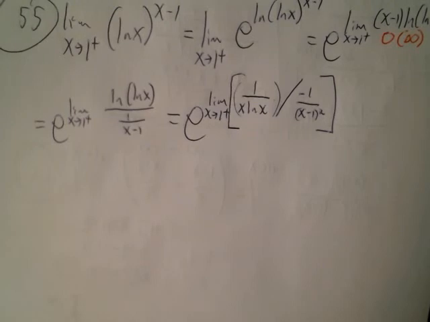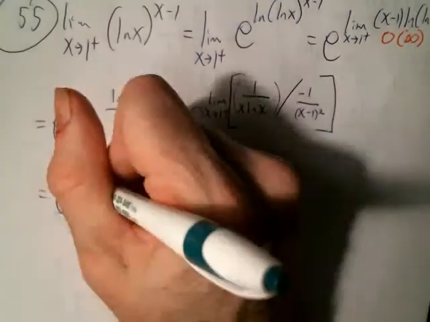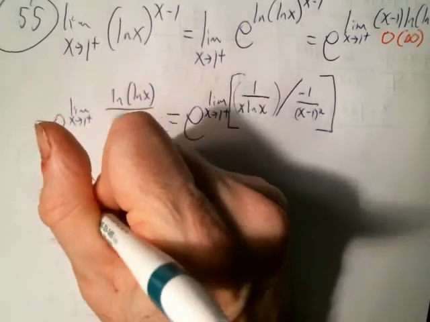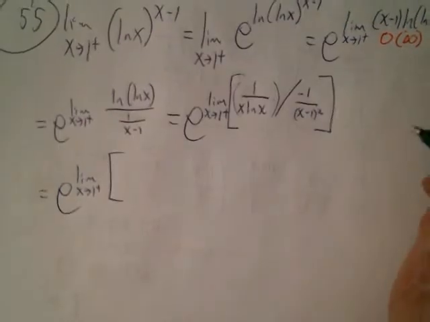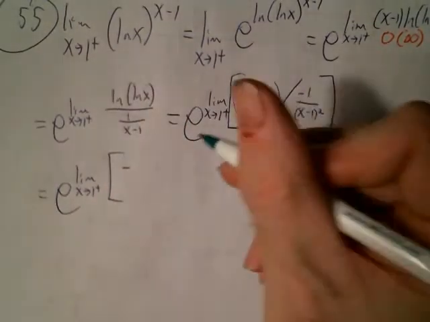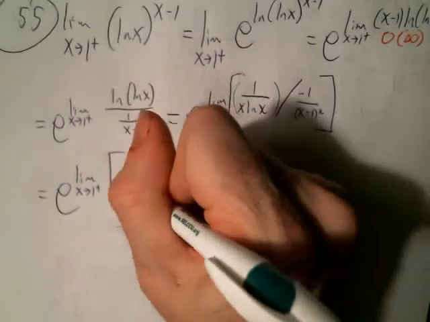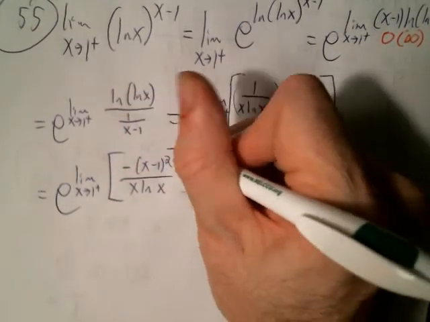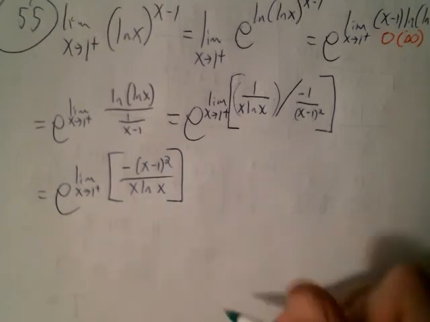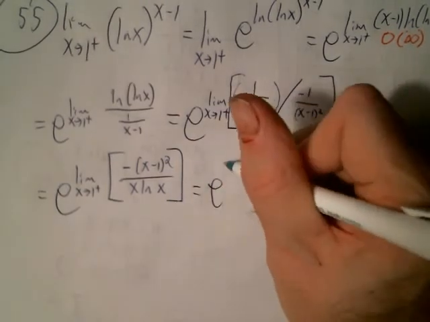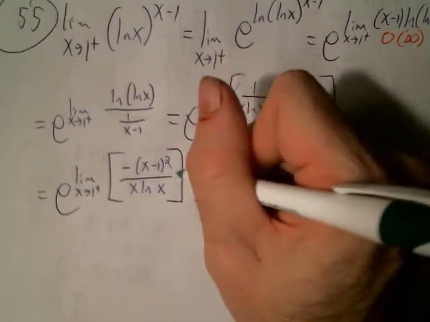Multiplying by the reciprocal and seeing what I have, the e to the limit as x goes to 1 from the right of, I guess, negative x minus 1 squared all over x ln x. This form is still 0 over 0, so we can do L'Hopital's again. There's no rule against that. So it is 0 over 0.